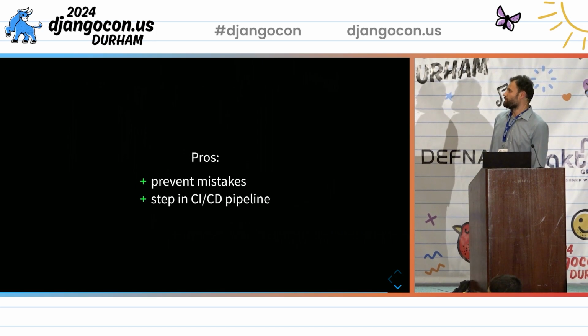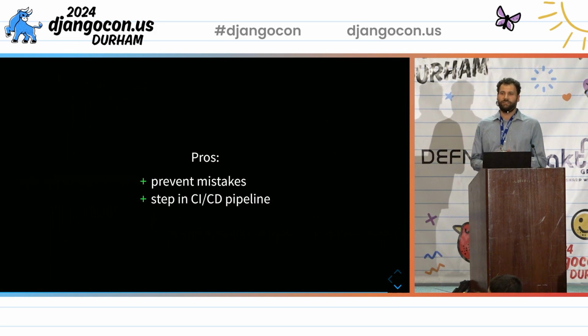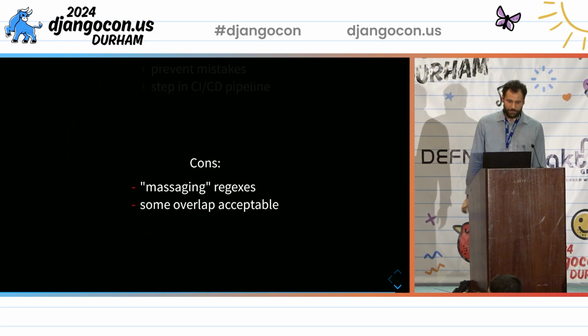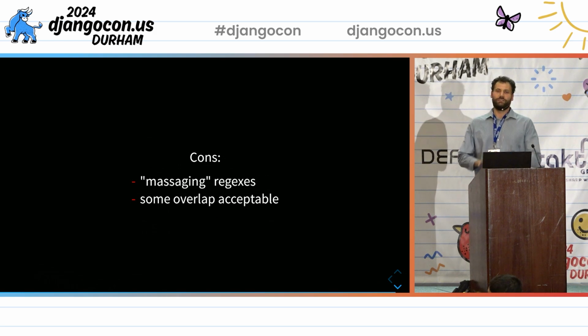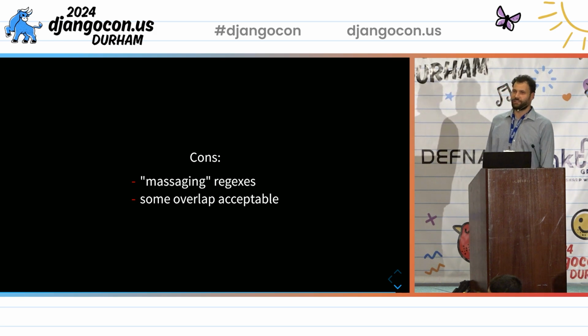So what would be the pros of such a tool? Well, it can prevent mistakes, and you can also add it into the CI/CD pipeline. The potential problem with this is that you first need to fix the regex such that Greenery understands it. And well, it's not entirely clear what Greenery accepts and doesn't accept, so that will require a lot of work to rewrite the regexes. And sometimes overlap is acceptable, of course.